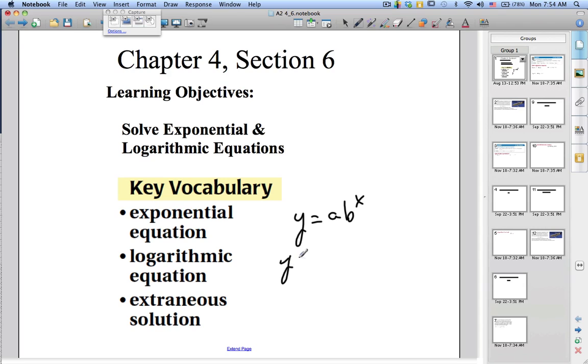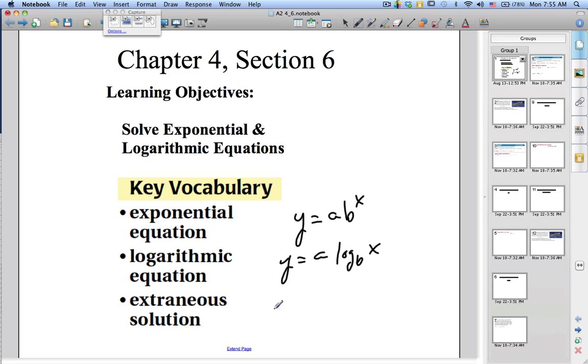Equally, if I had y is equal to a times logarithm base b of x, this is a logarithmic equation. I've got a logarithm and my variable is in the logarithm. And as you've already learned, extraneous solutions are solutions we solve for with proper algebraic work and yet aren't actually solutions because when plugged back into the original equation, they don't work.